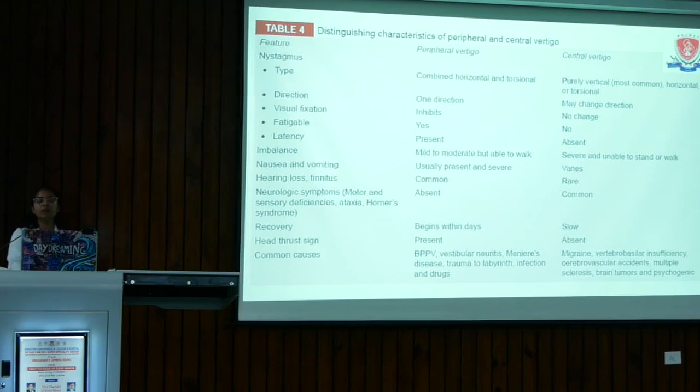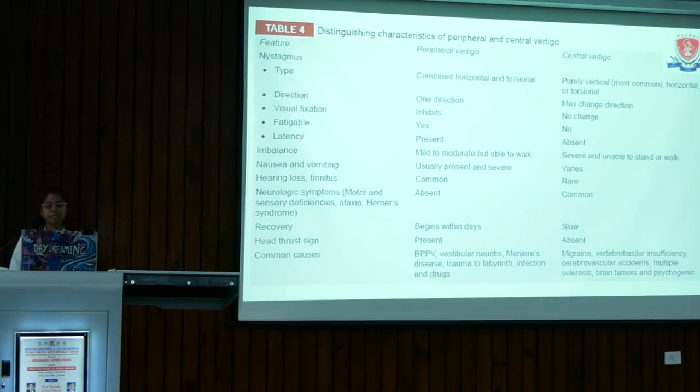Now, let's see how to differentiate clinically between peripheral vertigo and central vertigo. The nystagmus is of combined type, that is both horizontal and torsional. It is in one direction. It is inhibited on visual fixation. It is fatigable and latency is present in the peripheral variety, whereas in central vertigo it is purely vertical. It may change direction. No change on optic fixation, and fatigability and latency are absent.